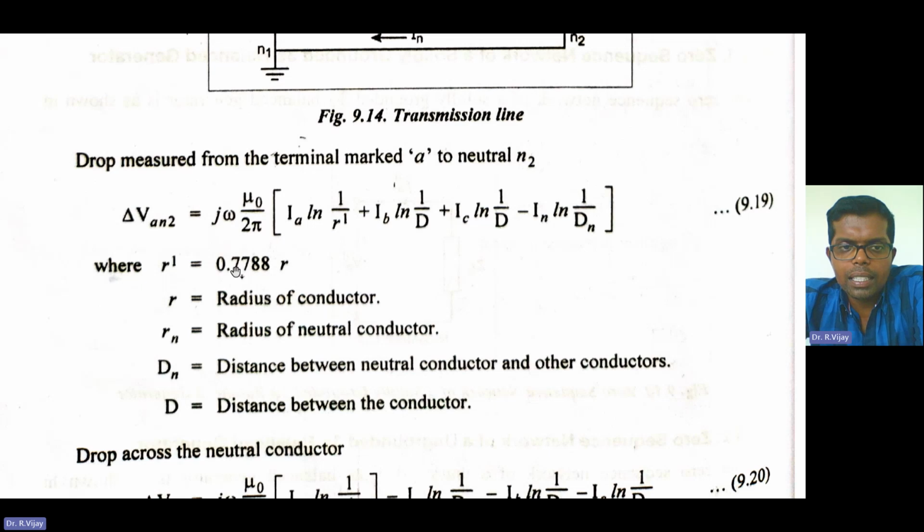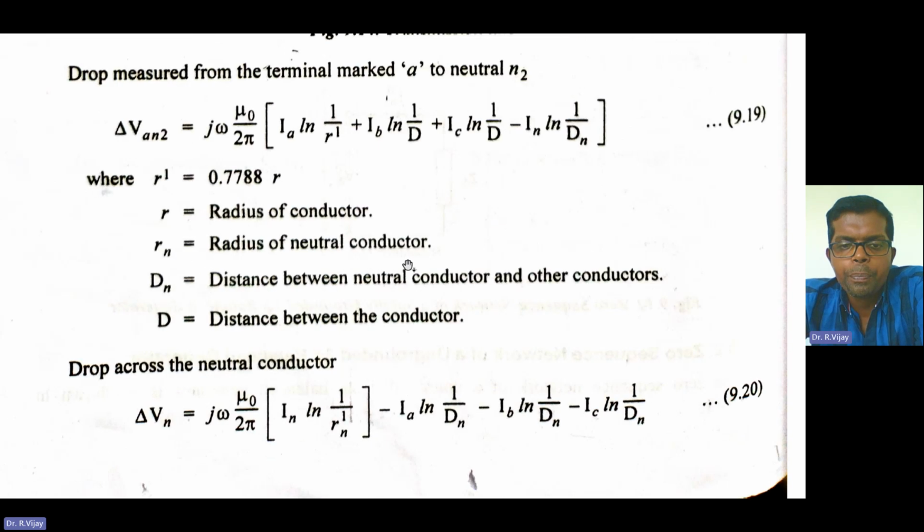This R dash is nothing but 0.7788 R. R is the radius of the conductor. Rn is the radius of the neutral conductor. Dn is the distance between the neutral conductor and the other conductors, and D is the distance between the conductors. Similarly, the drop across the neutral conductor. So this is the equation. This you can note down.